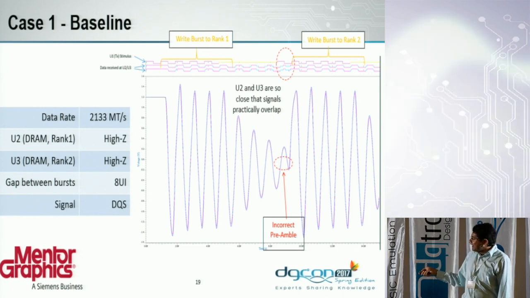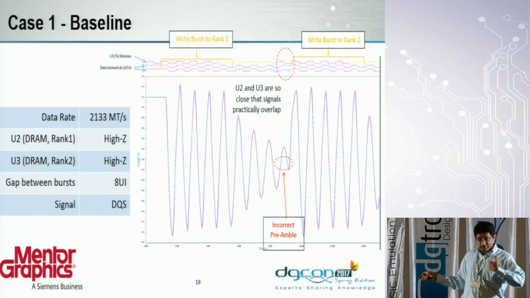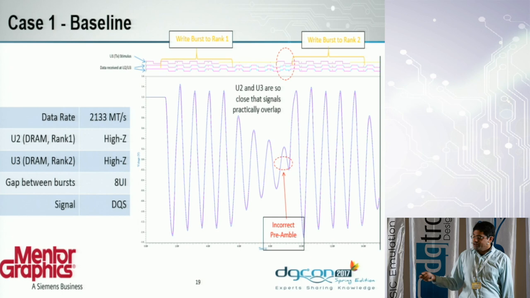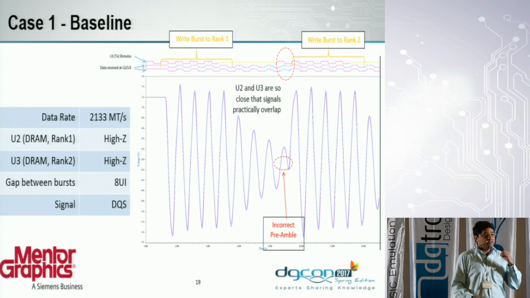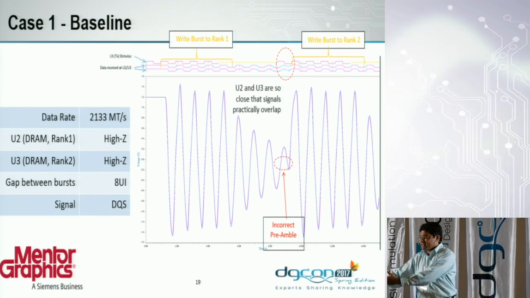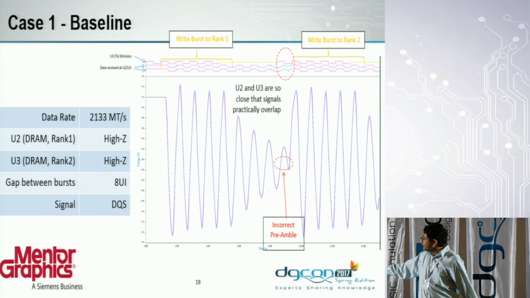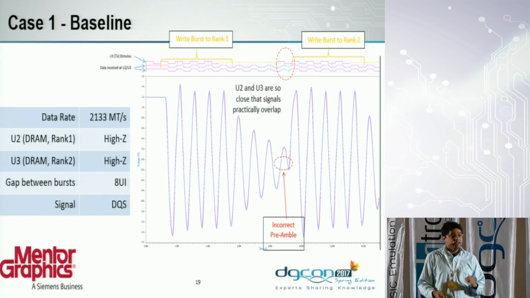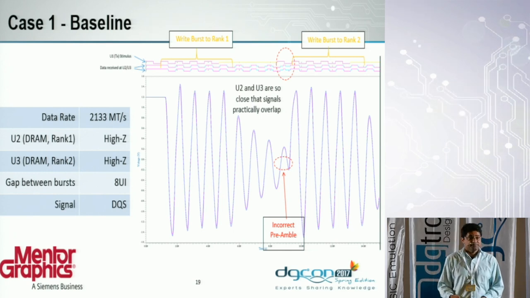As you can see, after the first set of zeros and ones, because there's nowhere for that energy to go, there is still some ringing. And this ringing could cause a preamble miscalculation at the DRAM in the subsequent 8 bits, because this peak to peak could just be enough to make the receiver think it's a real DQS.